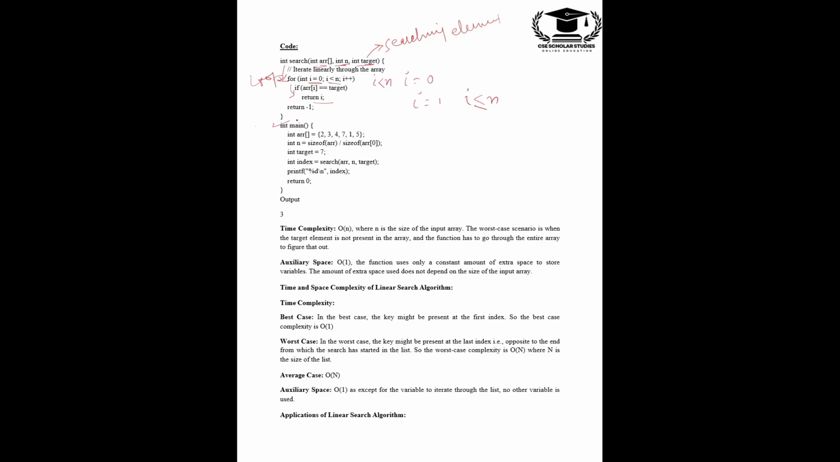And the main function is initialized here. Suppose an array is this, and integer n, the size of the array, is sizeof(a) divided by sizeof(a[0]), and suppose we want the target 7, we want to search this element. Then we call this search function, and then print the index value and return the value. So the output is index 3. This is the index value of the element 7. Okay, this is the code for the linear search.